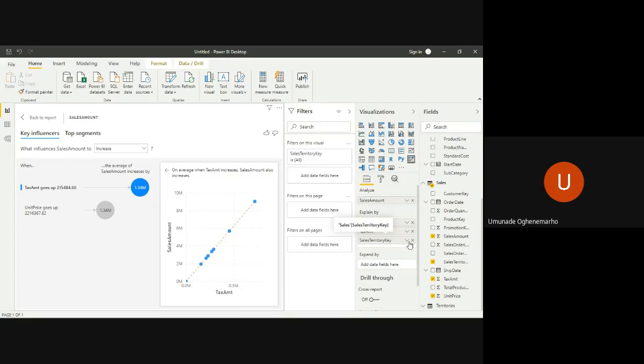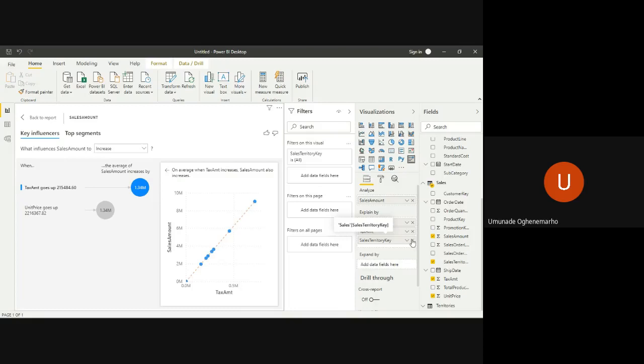When the tax amount goes up by a certain value, the average sales amount increases by 1.34 million. And this is after adding the sales territory key. Now it has a way of categorizing that information. Remember when I said that in every visualization there has to be a categorical value, no matter the way you want to run it. There has to be a value that categorizes that information, otherwise it will not make sense. So that's another thing we always need to remember when building visualizations. Now it was categorized by sales territory key.